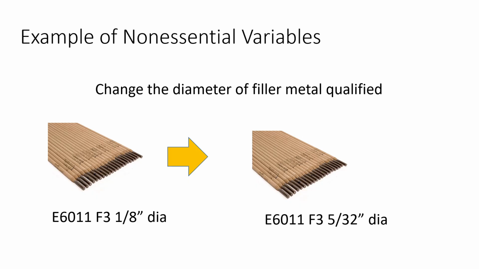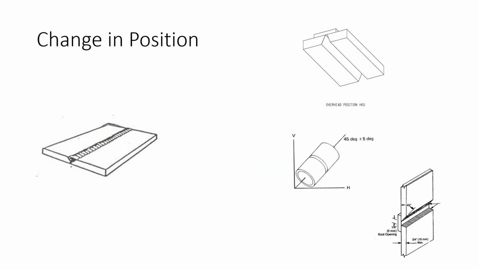I go in there, I change it and say, okay, we're now able to use 1/8 of an inch and 5/32 of an inch filler material. All right, we haven't done anything that's going to affect the deposition of the weld metal into the weld joint. The mechanical properties are going to come out the same. The heat affected zone is going to be the same. So we can do an editorial change and do changes to filler metal and adjust it if we need to. We haven't affected the mechanical properties.